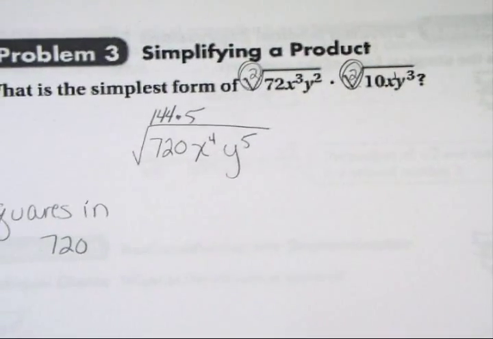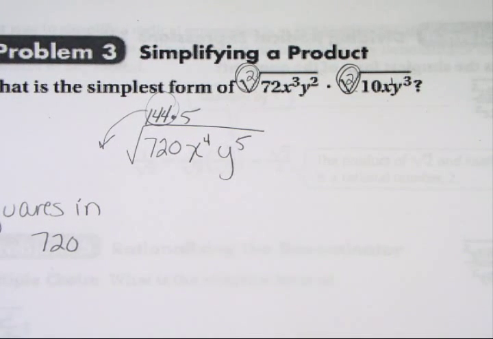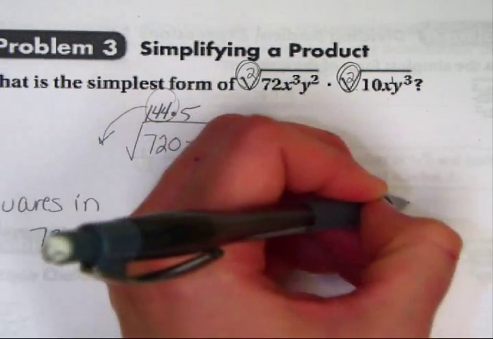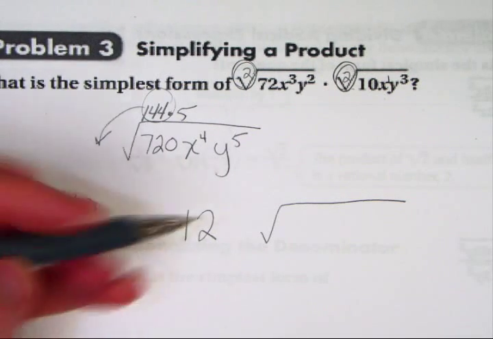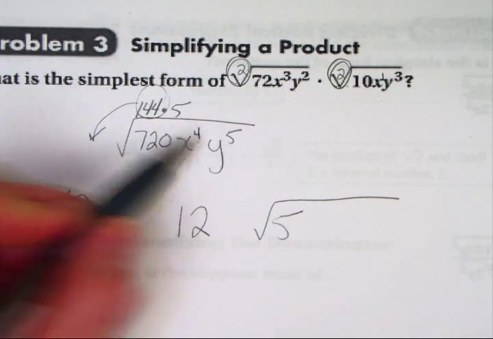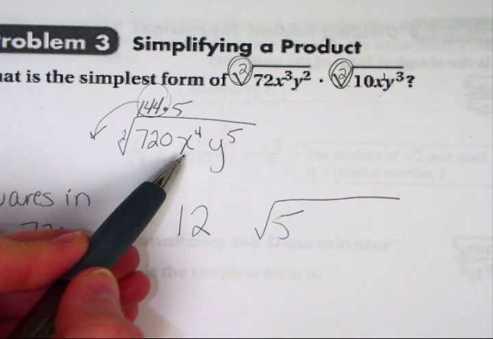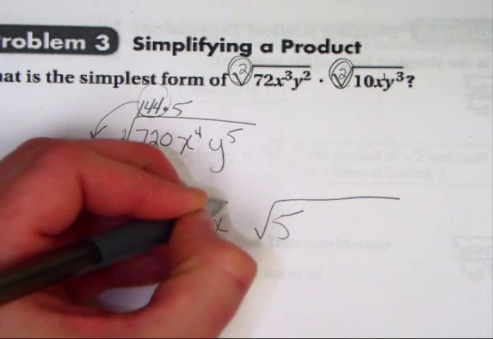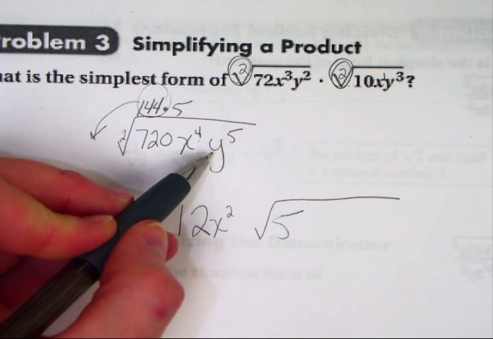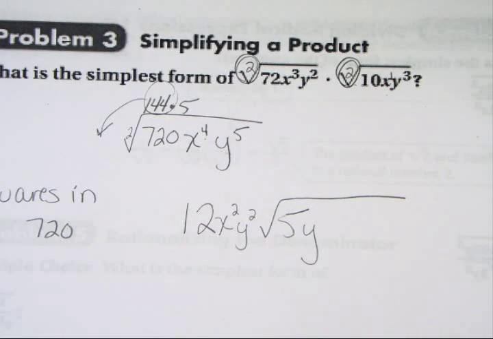Now why would I pick 144? Because 144 can come out. The square root of 144 is 12. Let's talk about our leftovers. If I pull a 12 out, I have to leave a 5 in. Now let's do x to the 4th. Remember, this is a hidden 2. How many groups of 2 are in x to the 4th? 2 groups. How many groups are in y to the 5th? There are 2 groups with 1 left over.